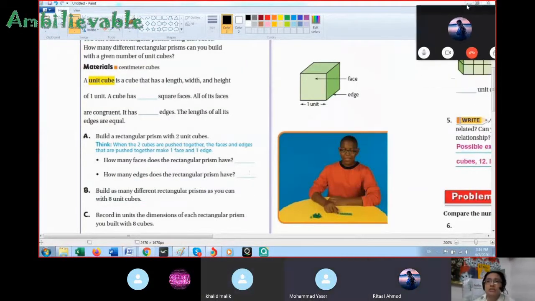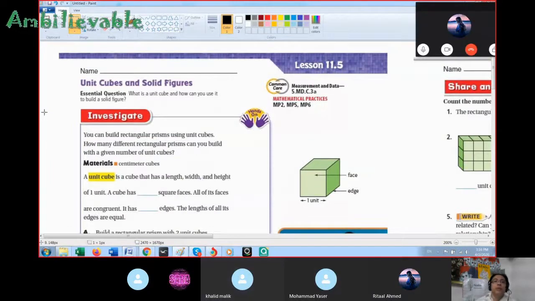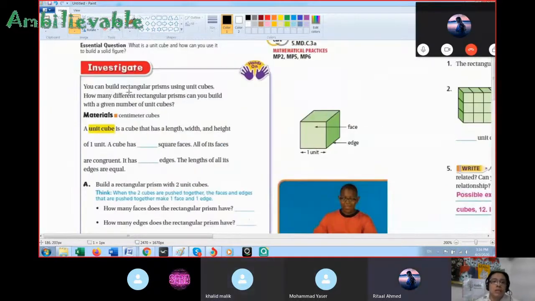So this one is what we call the unit, the solid figure, okay? The prism. You can build a rectangular prism using unit cubes. How many different rectangular prisms can you build with a given number of unit cubes? Okay, when we talk about unit cubes, yes.